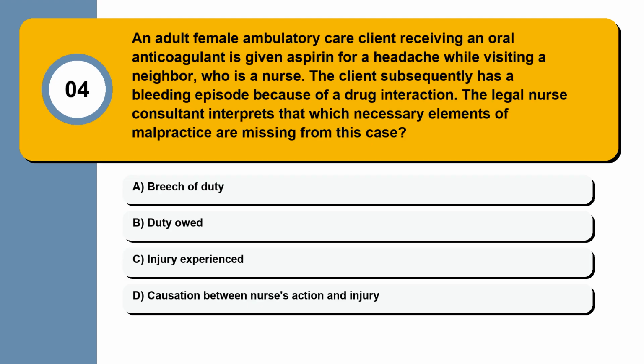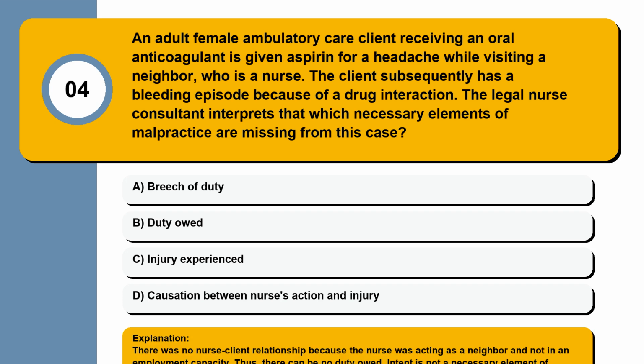Question 4. An adult female ambulatory care client receiving an oral anticoagulant is given aspirin for a headache while visiting a neighbor, who is a nurse. The client subsequently has a bleeding episode because of a drug interaction. The legal nurse consultant interprets that which necessary elements of malpractice are missing from this case: breach of duty, duty owed, injury experienced, causation between nurse's action and injury.